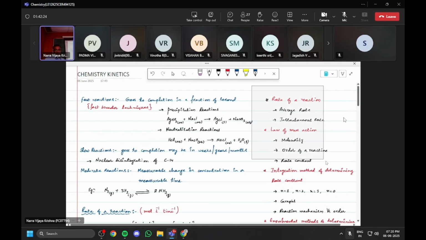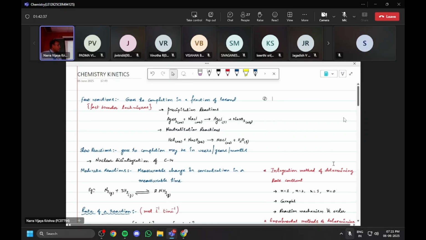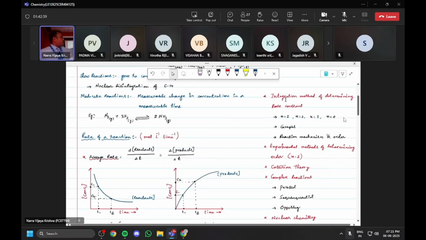These two things are over. Now we need to study the integration method of determining rate constant. Right? So we are going to see this integration method of determining rate constant.